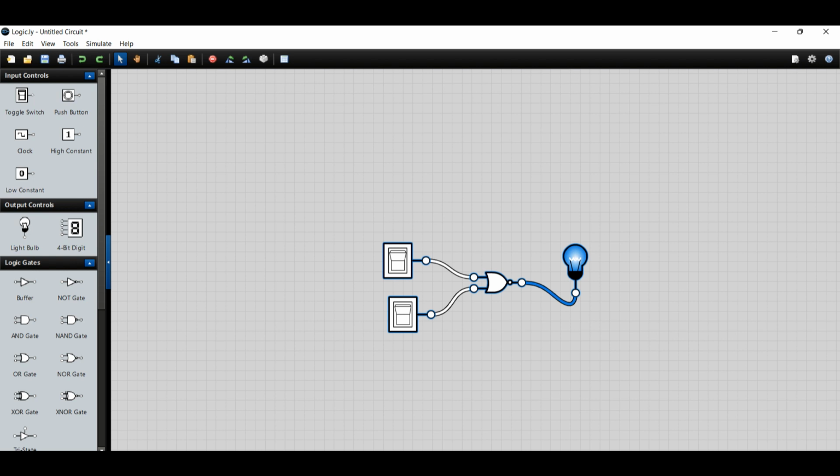Next is the NOR gate. The NOR gate is a contraction of OR NOT. The output is high when both inputs are low. The output is low when one or both inputs are high.